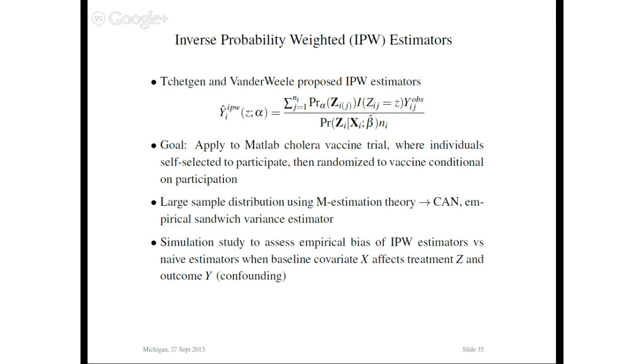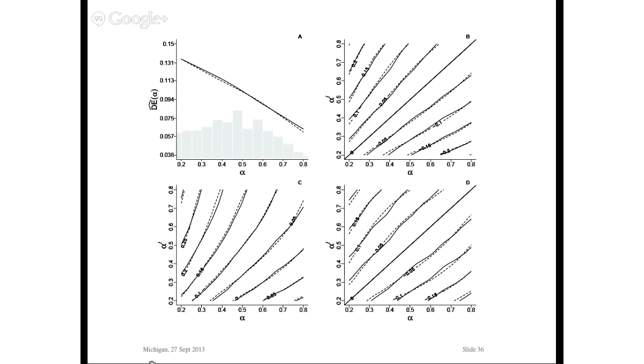And we've been working with an empirical sandwich variance estimator that seems to be performing pretty well. We did some simulations before we analyzed our data just to make sure that this estimator was behaving the way we expected. We did simulations where there was confounding, so there were two baseline covariates affecting individuals' decision to participate or not in the trial, and also affecting their outcome, the risk of cholera. These are the results from the simulation study.